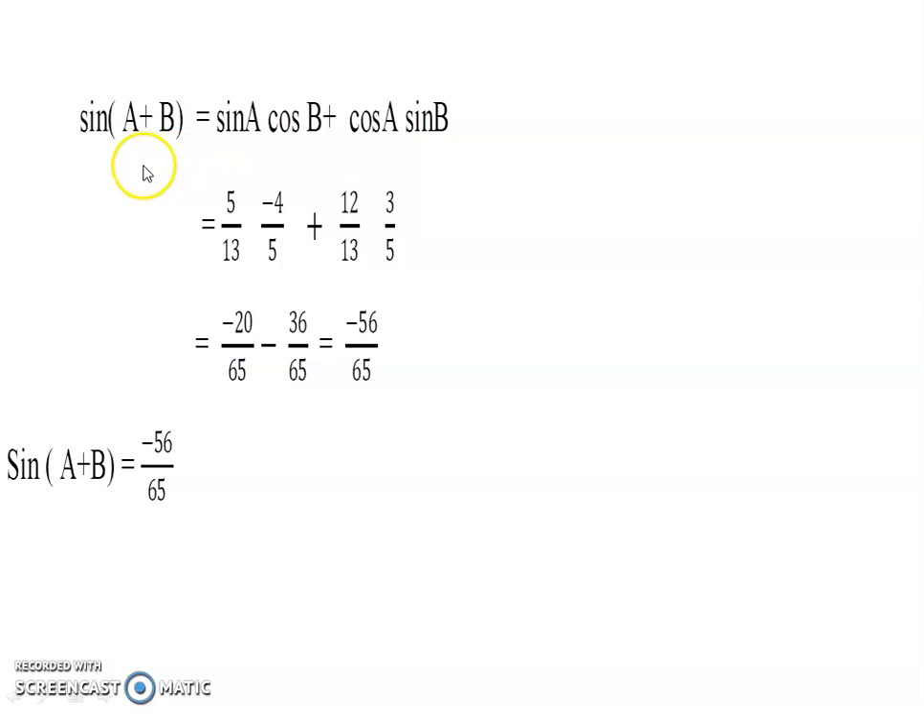Now we have to use the formula. Sin(A+B) is sin A into cos B plus cos A into sin B. So 5 upon 13 into minus 4 upon 5, plus minus 12 upon 13 into 3 upon 5. So 5 into minus 4 is minus 20 upon 65, because 13 fives are 65. 12 into 3 is 36 upon 13 into 5 is 65. Final answer: minus 20 minus 36, minus 56 upon 65. So sin(A+B) is equal to minus 56 upon 65.